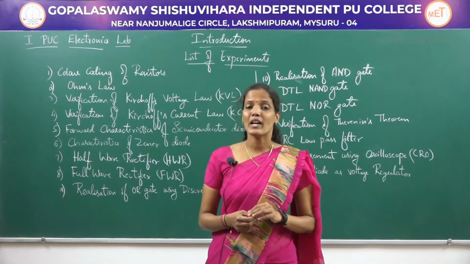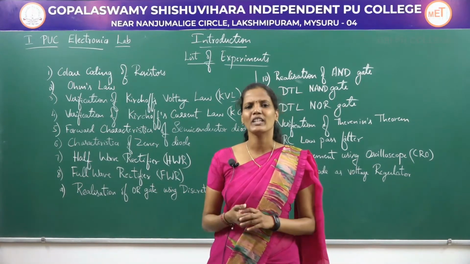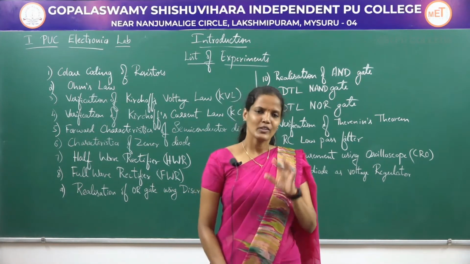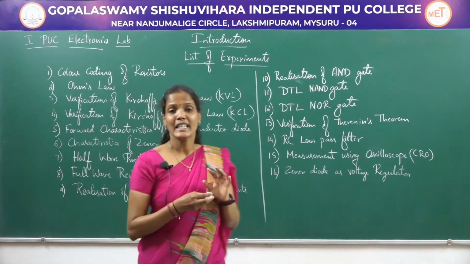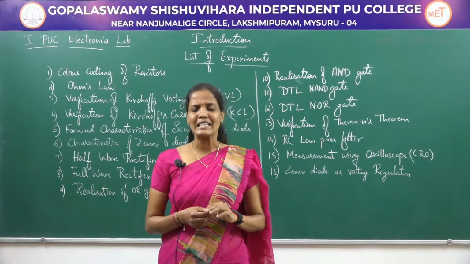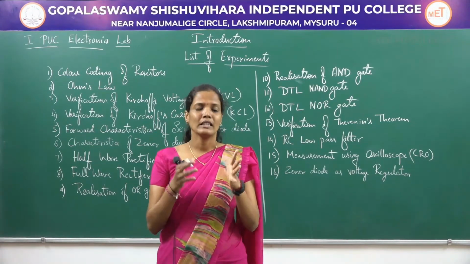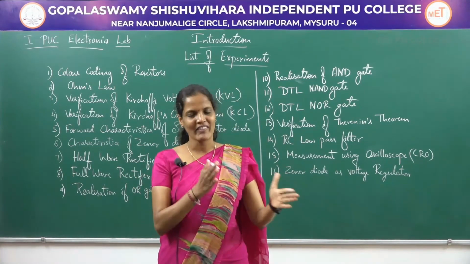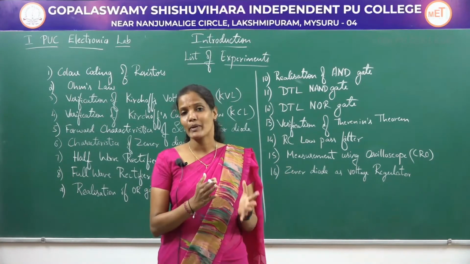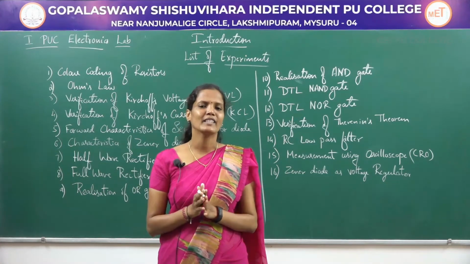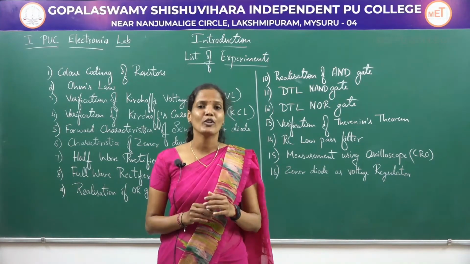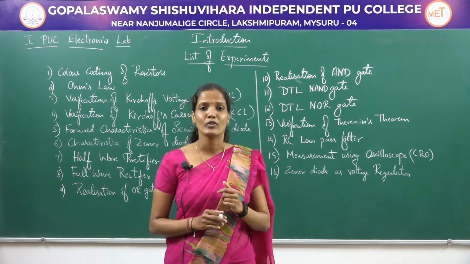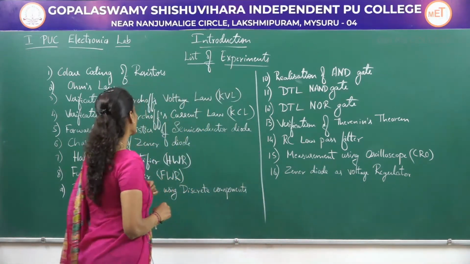In this session, we are going to see the introduction to the electronics lab. Totally we will be having 16 experiments in your first year. I have already discussed how the 100 marks will be divided into 70 and 30. 70 marks will be allotted for your theory exams and 30 marks will be allotted for your practical exams. So in this session we are going to see the list of experiments we are going to study in our first PUC electronics lab.